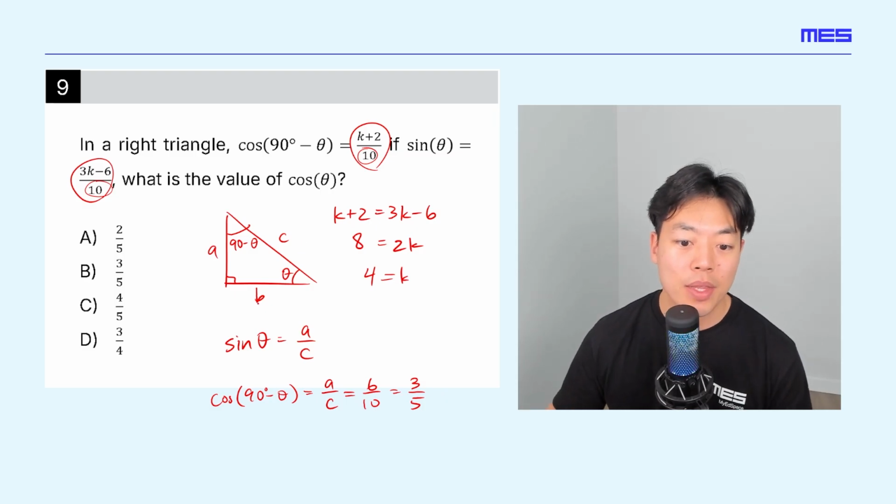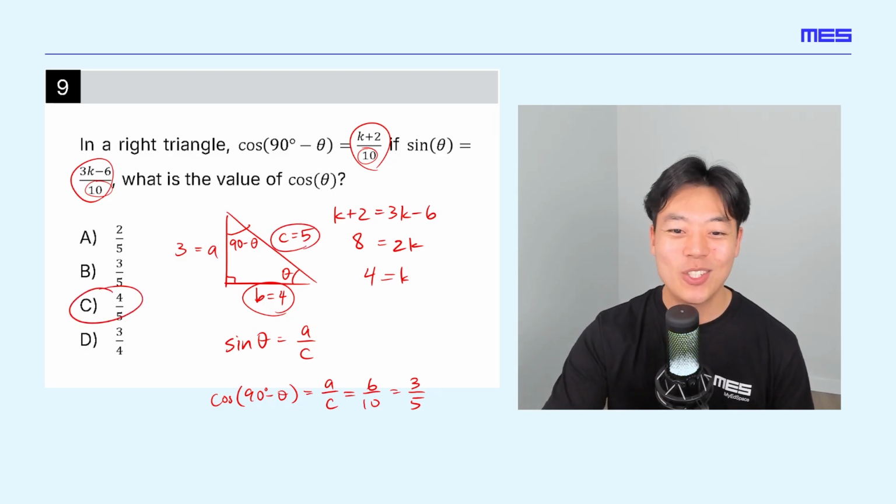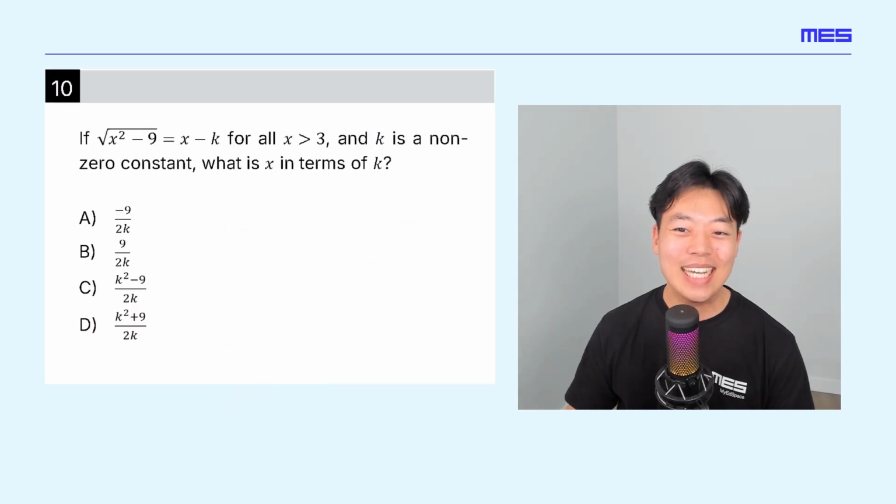So check this out. A is equal to 3. C is equal to 5, therefore B is equal to 4. I want to know what cosine of theta is. Cosine of theta is adjacent over hypotenuse. 4/5 is our correct answer here. Very neat trigonometry problem here. Number 10.